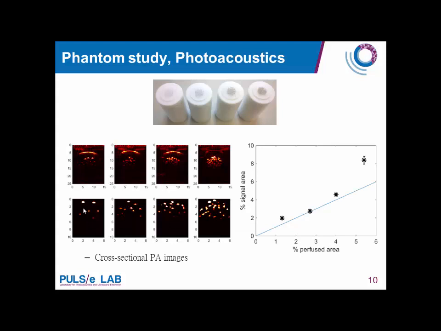We do our analysis, however, on the cross-sectional images, which you see on the left. In the upper row, you see the raw photoacoustic image. On the lower row, you see the selected perfused area of the phantom, the filtered signal. If we now measure the amount of signal area in this phantom, you see that it is directly proportional to the real perfused area. However, in the most perfused phantom, we see an overshoot of the signal, probably because the channels are interconnecting there.